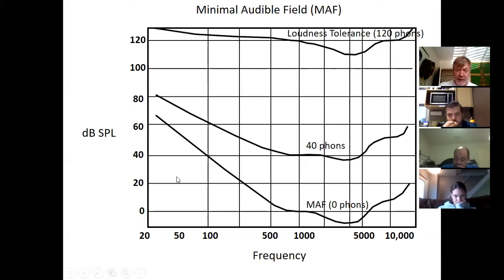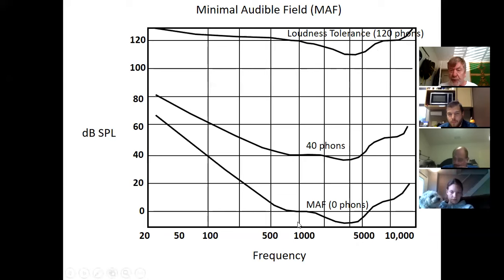Well, 40. We require 40 decibels SPL to just barely hear a 100 hertz tone at 1 meter distance from a speaker with two ears. Okay, that being the case, we can see that our hearing is not even across the frequencies. And if we look at this, try 2,000 hertz.